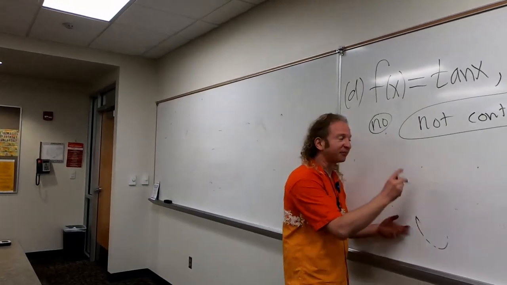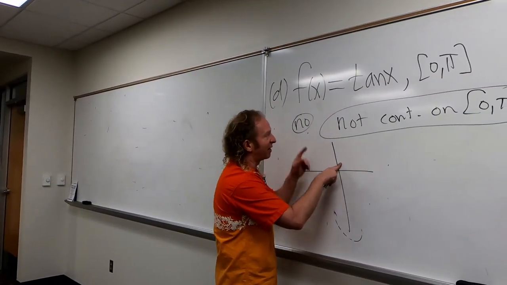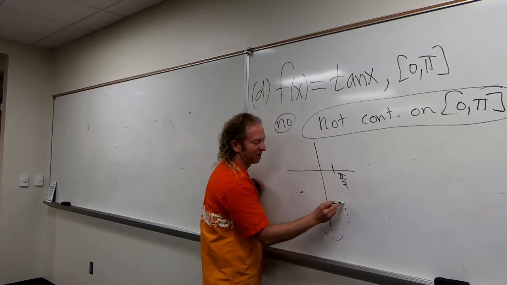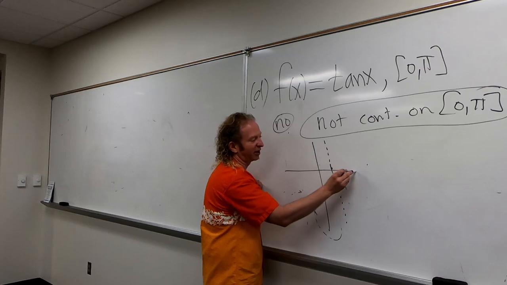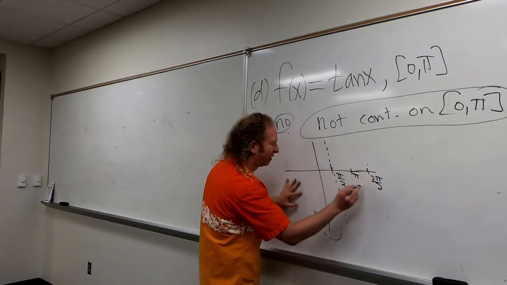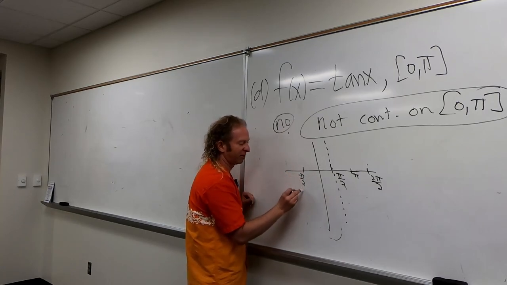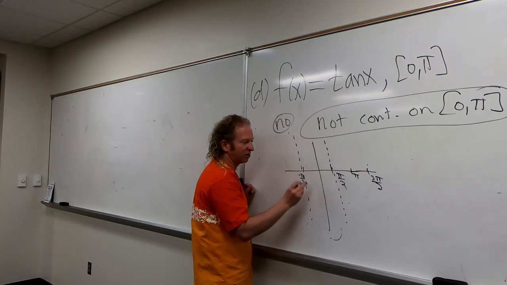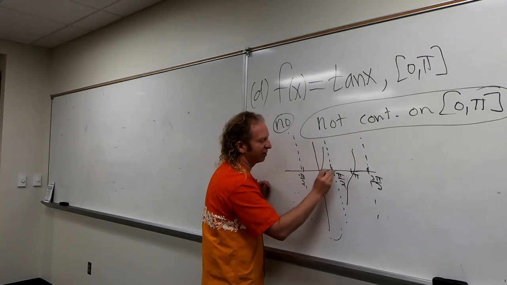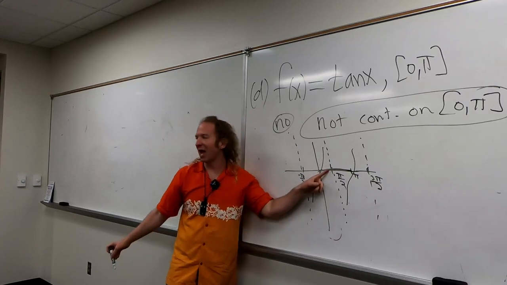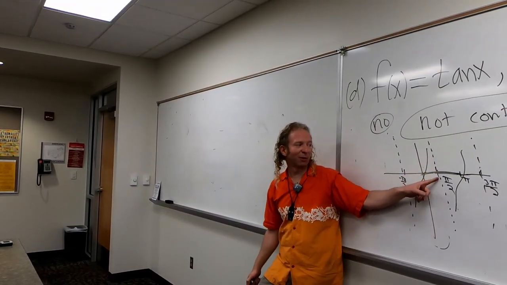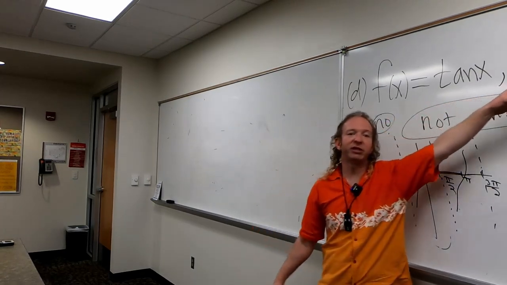Let me graph it. So it's got an asymptote at pi over 2, like this. It's a beautiful graph. The tangent function is a big deal in calculus too. Here's pi, here's 3 pi over 2, here's negative pi over 2. So the tangent function looks like this. It's a terrible graph. There's an asymptote there, so it doesn't work. There's a vertical asymptote at pi over 2, and pi over 2 is between these numbers.